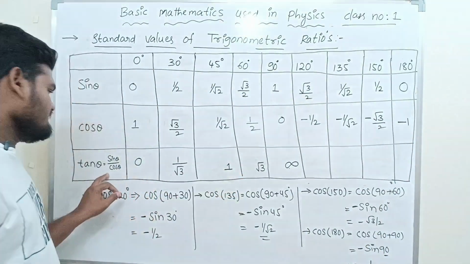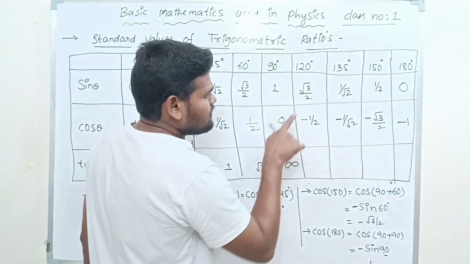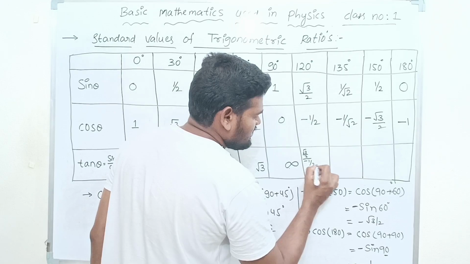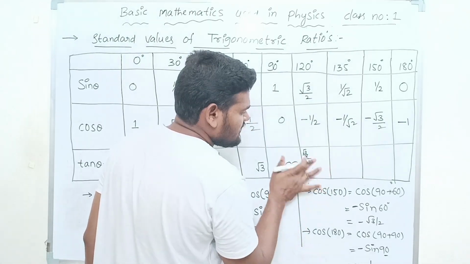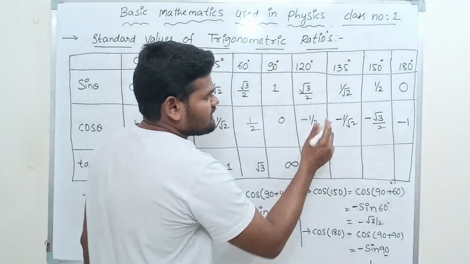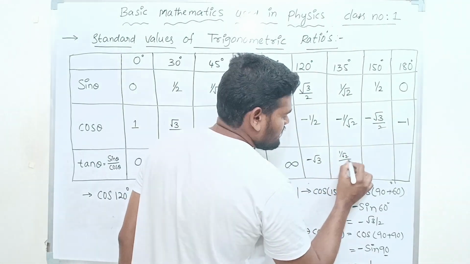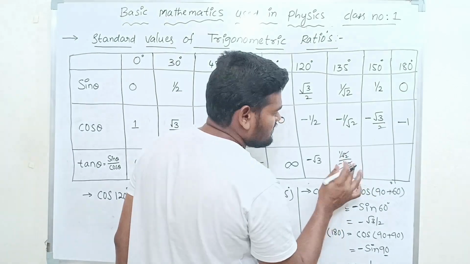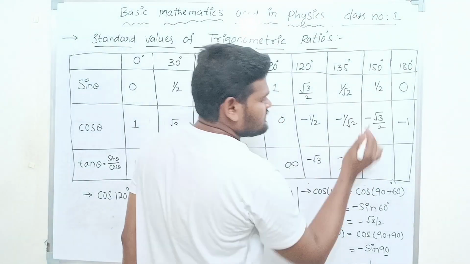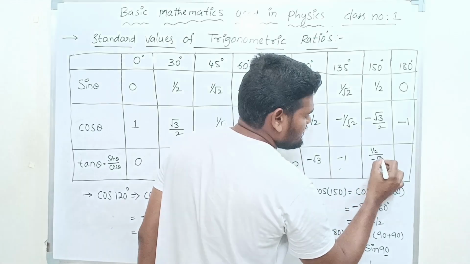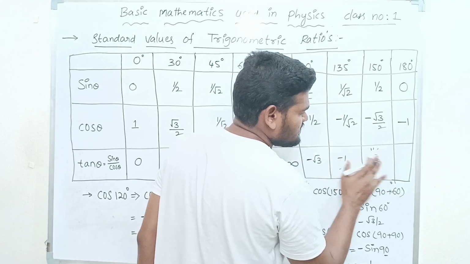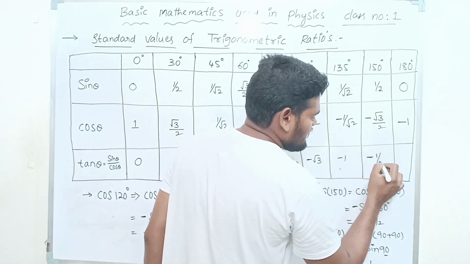Next, tan. Tan is nothing but what? Sin theta by cos theta. So sin theta is root 3 by 2, cos is minus 1 by 2. 2 gets cancelled out. Here we will get minus root 3. Here 1 by root 2 by minus 1 by root 2, gets cancelled out. We will get minus 1. Are you getting? Here 1 by 2 by minus root 3 by 2. So 2 gets cancelled out. Minus 1 by root 3 we will get.